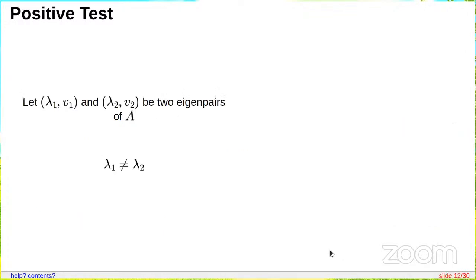Now the positive test, right? The positive test is as follows. Consider two eigenpairs where the eigenvalues are not the same, they are distinct. So this is the question we are asking: are V1 and V2 linearly independent? Yes. Okay, they are. So let's quickly see a proof for that.